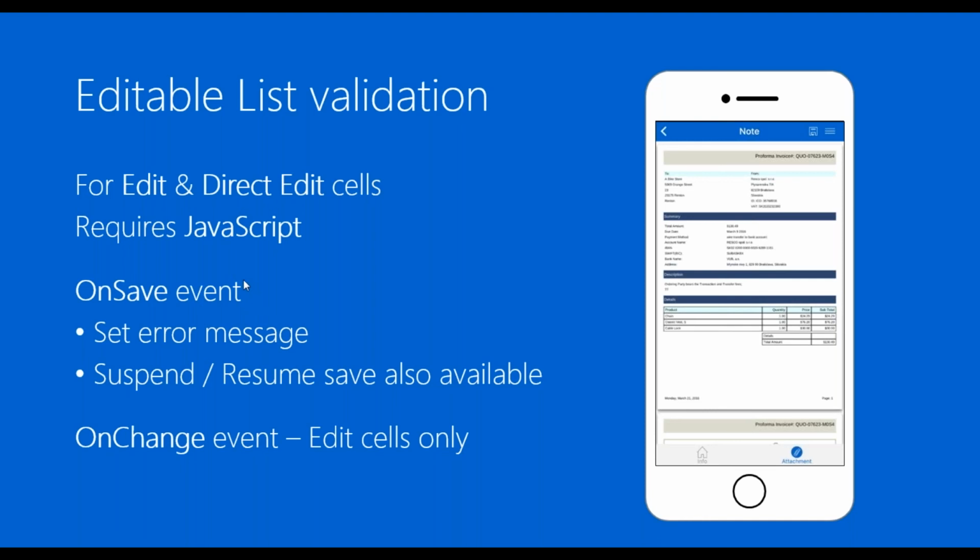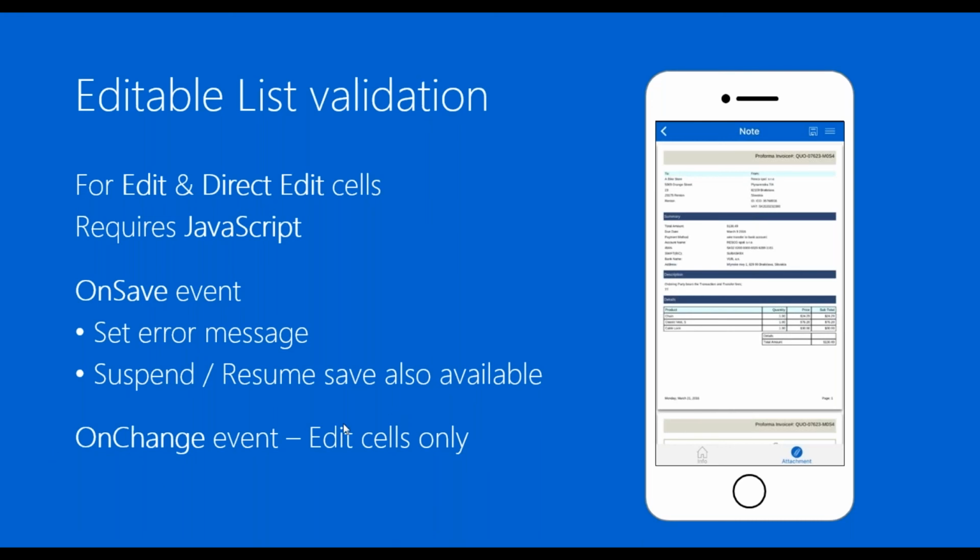There are two events, OnSave and OnChange, but this OnChange event is called for edit cells only. I will get to that. So basically, when you use edit cells and you are done with all the editing and the user hits save, your OnSave event will be called. And you can do two things. You can set the error message if you have validated the fields and they are not correct, or you can use the suspend resume save architecture, which we also have for the forms, if you want to perform some additional asynchronous calls.